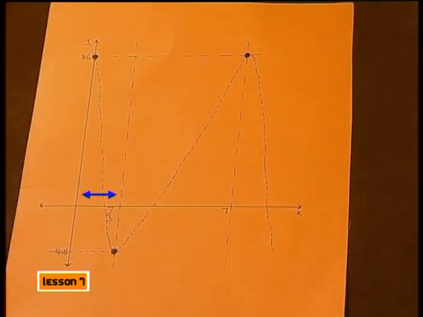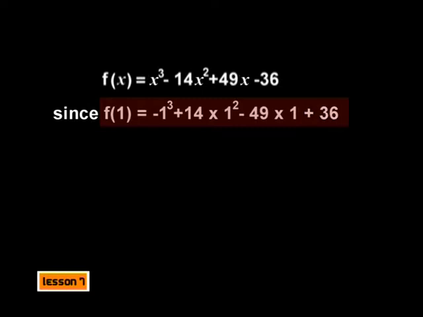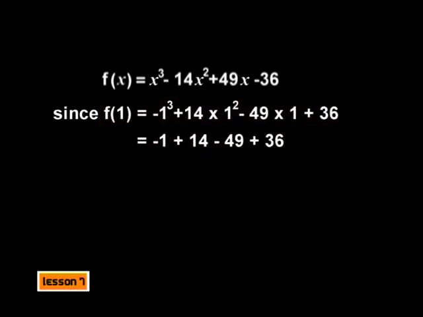It's clear from the graph that there is one root between 0 and 7 over 3, which is a little more than 2. So I could try 1 and 2. Let's try 1. Then negative f of 1 equals negative 1 cubed plus 14 times 1 squared minus 49 times 1 plus 36, which is equal to negative 1 plus 14 minus 49 plus 36, which equals 0.